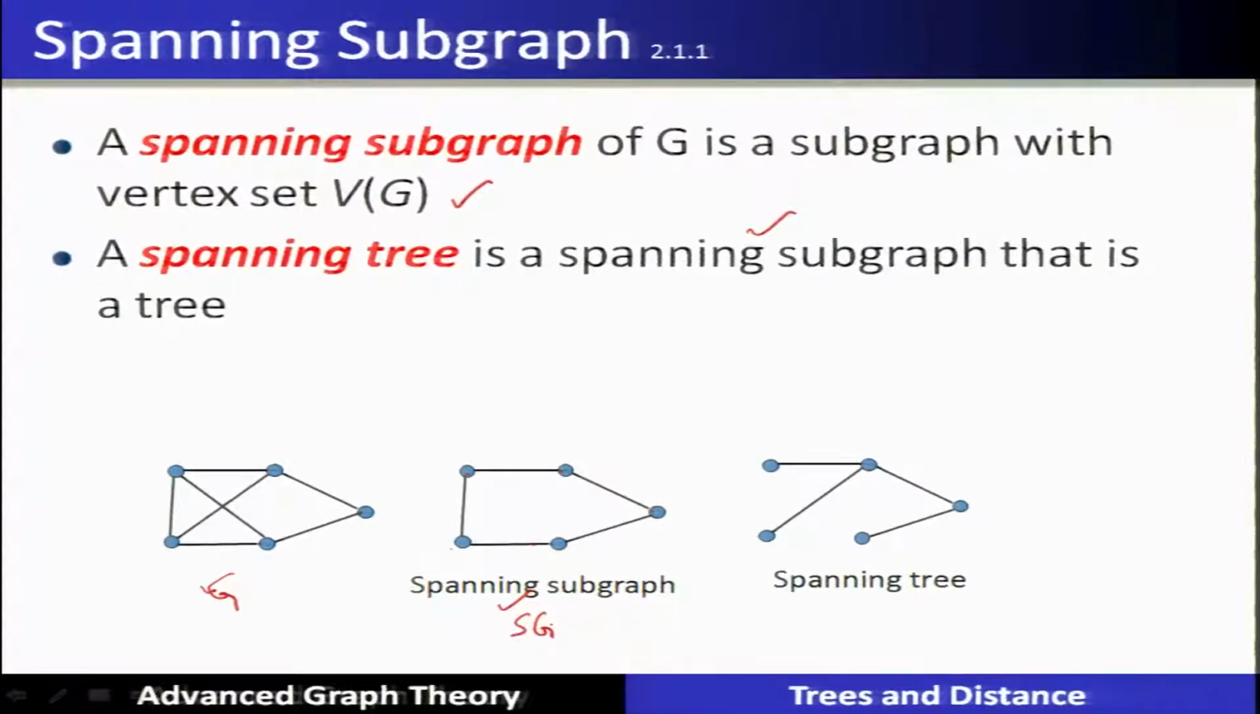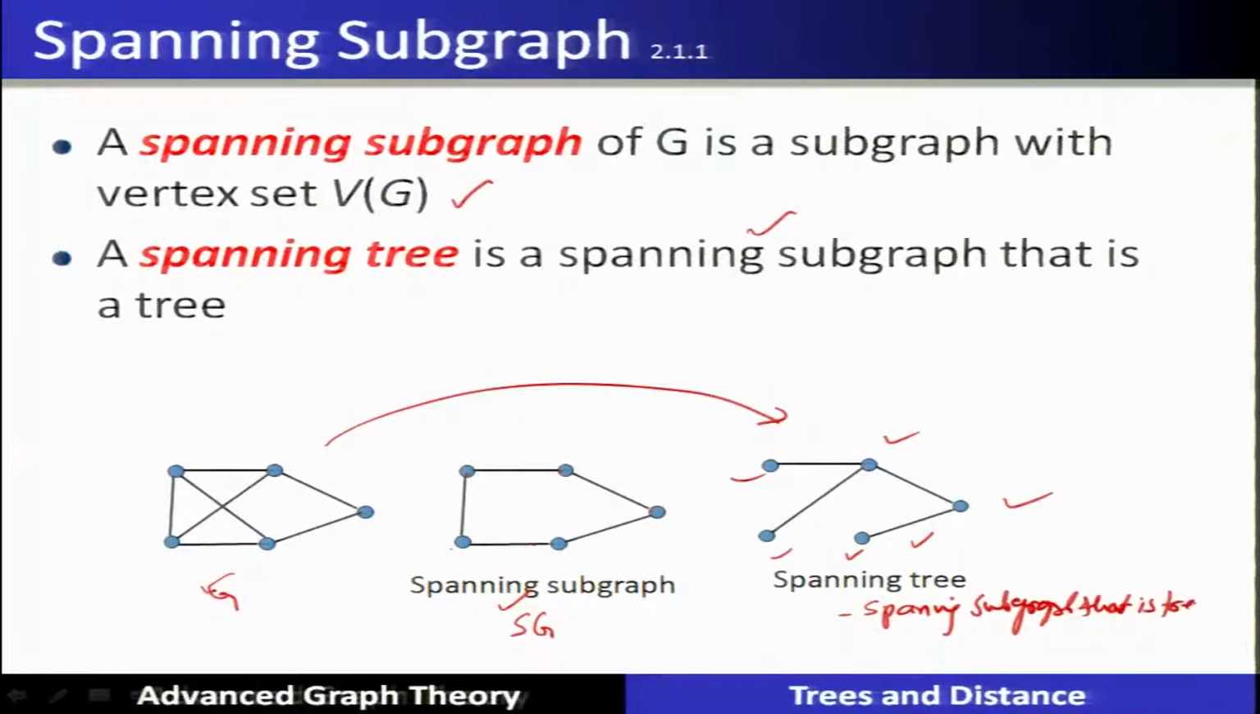Now, if we take a subset of this particular graph which includes all the vertices of the graph, but only those edges of the graph which will form a tree, then it is called a spanning tree. A spanning tree is a spanning subgraph that is a tree. That is called a spanning tree.